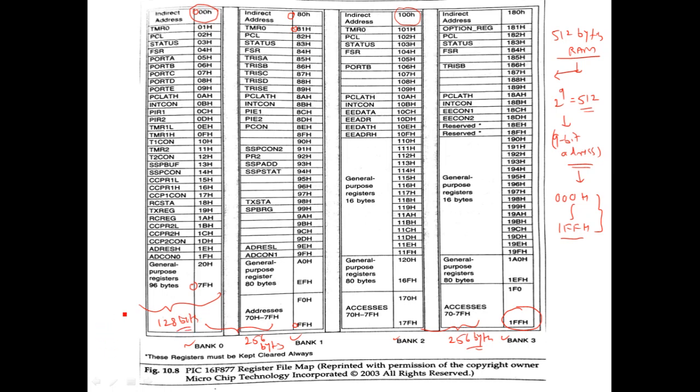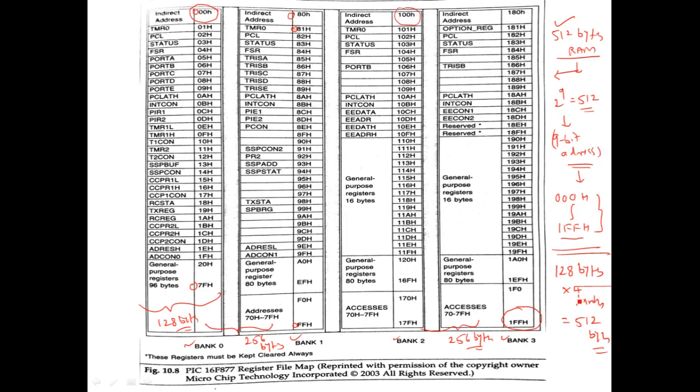So what you observe here is that your data memory is actually organized into 4 memory banks, and each memory bank is 128 bytes in size. It contains 128 bytes, so into 4 banks. That gives you 512 bytes.